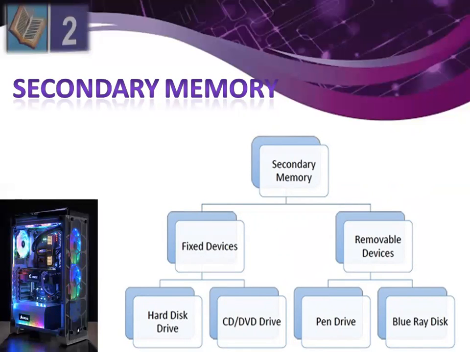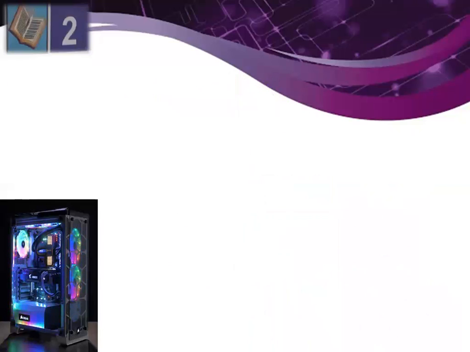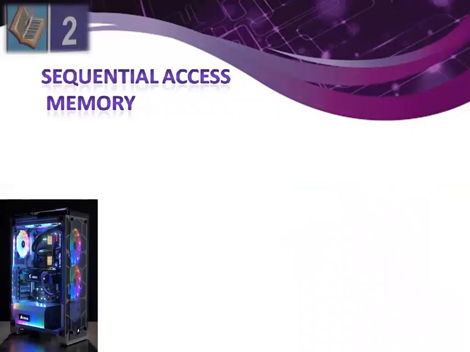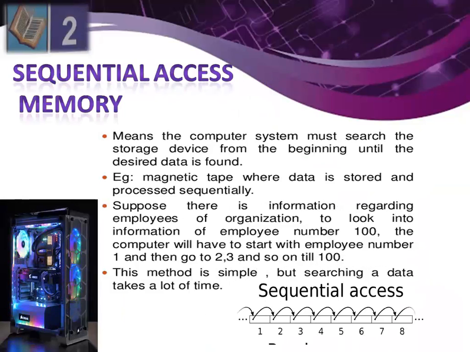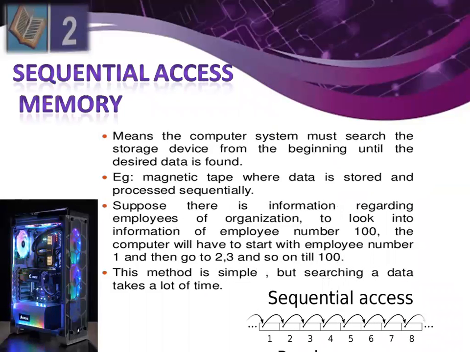In fixed devices, we have hard disk drive, CD, DVD drive, and removable devices: pen drive, flash drive, Blu-ray disc. So these are the classification and the types of your secondary memory. When we talk about secondary memory, we have two methods to access our data.